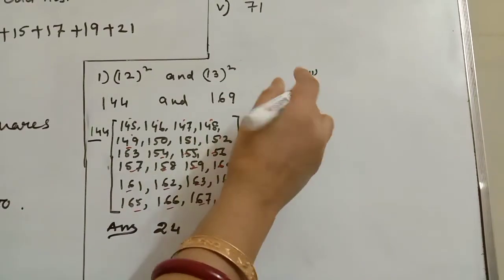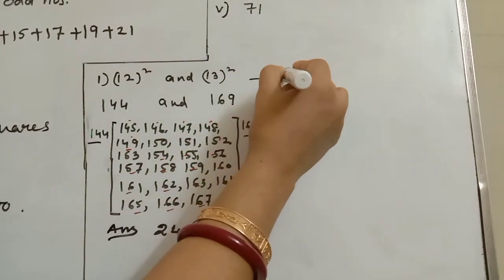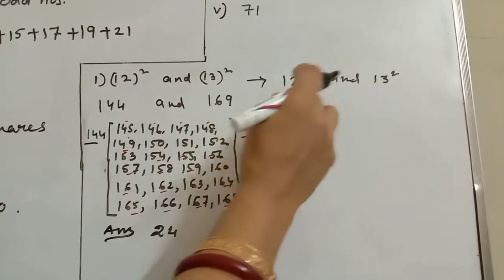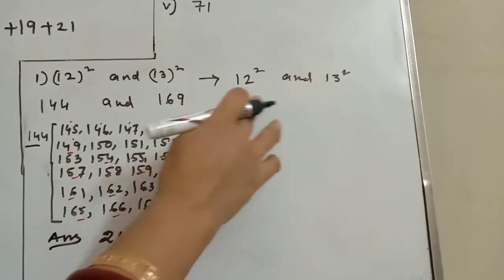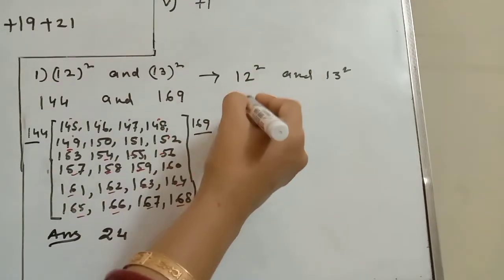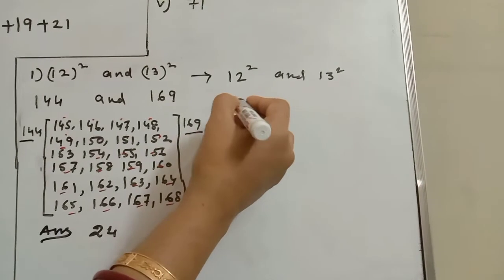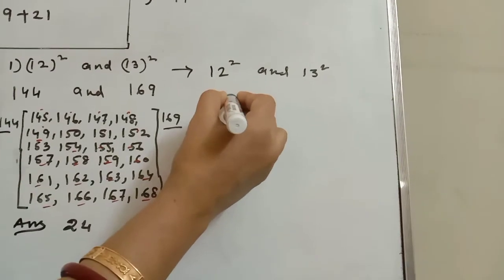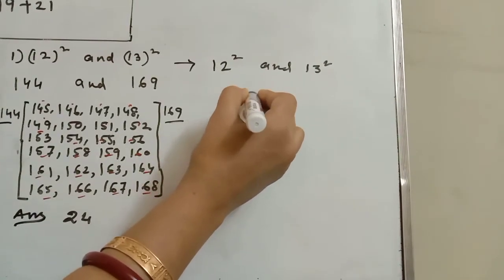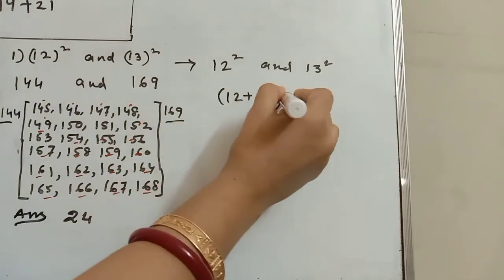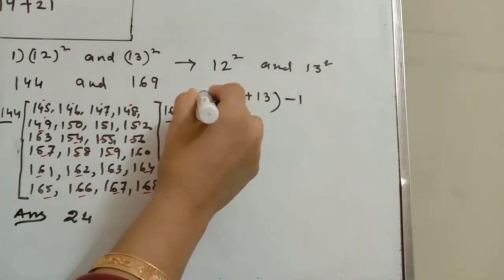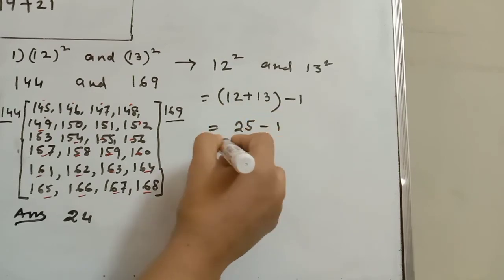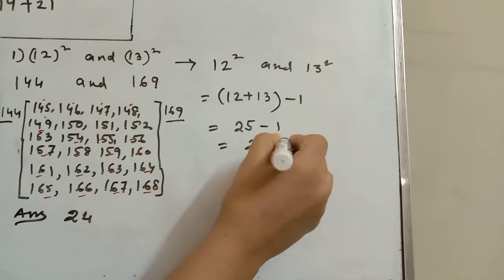It is 12 square and 13 square, two consecutive numbers. Be careful, only when they are two consecutive numbers can we do it this way. How many numbers are there in between these two square numbers? Then you need to write 12 plus 13 minus 1. 12 plus 13 is 25, minus 1 is 24, and 24 is the answer.